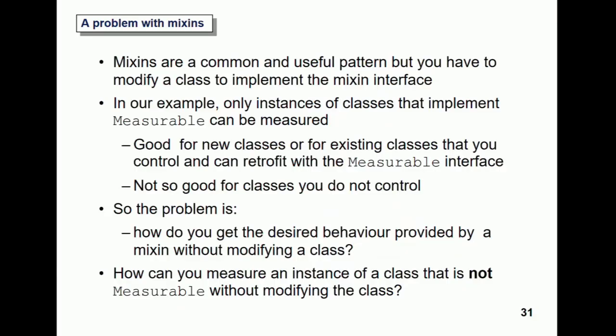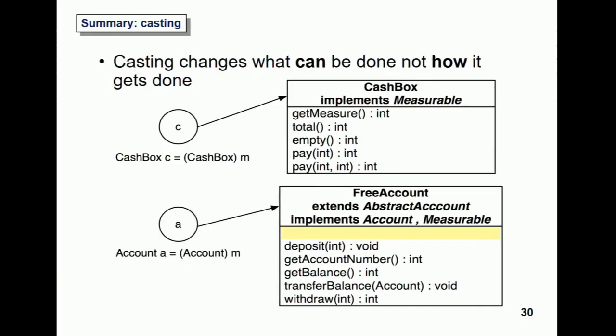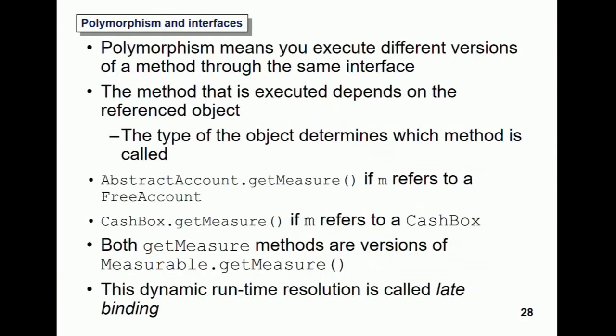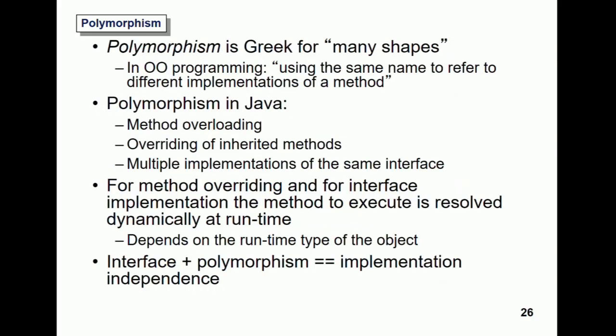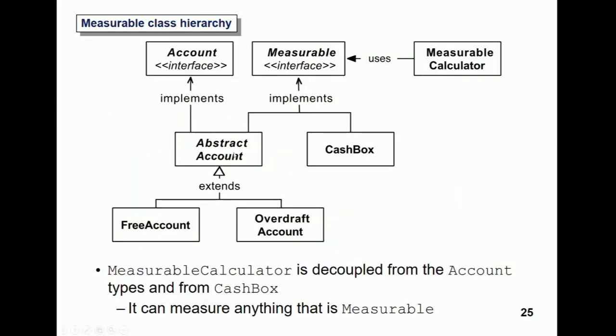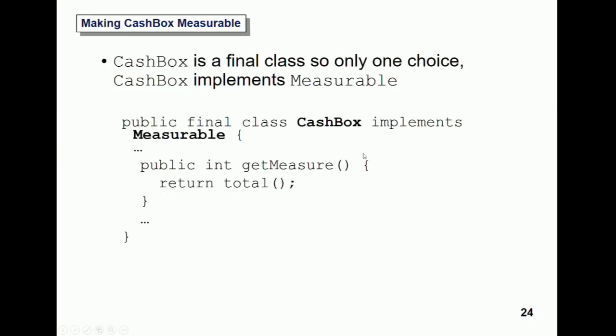So this brings us to this slide here. What is the main problem with mixins? If we go back to the relevant example, within your AbstractAccount or within your CashBox, that particular class, for example the CashBox, had to implement Measurable, and you had to add this method. And what does that mean? It means that you need to be able to change the code, and therefore you need to own that class. It needs to be one of your classes. It needs to be part of your own libraries to be able to change the code of a particular class.